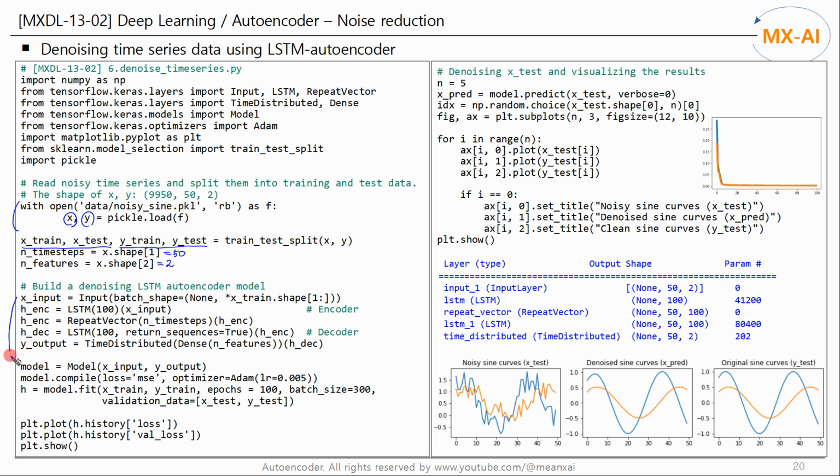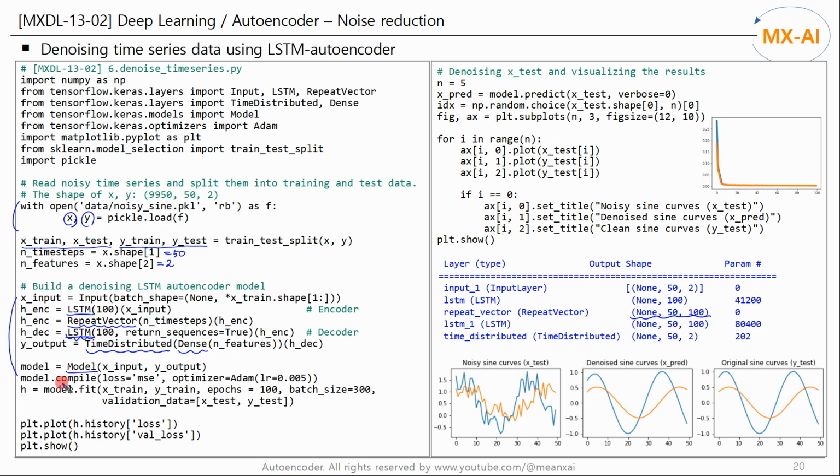We build a denoising LSTM-autoencoder model. We use LSTMs to construct the encoder and decoder. We use a repeat vector layer to duplicate the encoder's output by the number of time steps, creating a 3D tensor. Feed the results to the decoder. And we use a time-distributed dense layer to get the final outputs.